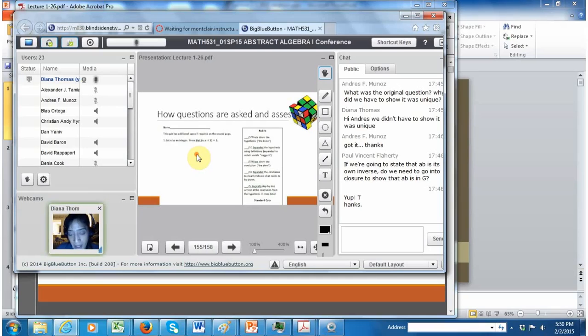So that's how I grade. So it's pretty structured. Are there any questions about how this will be done?